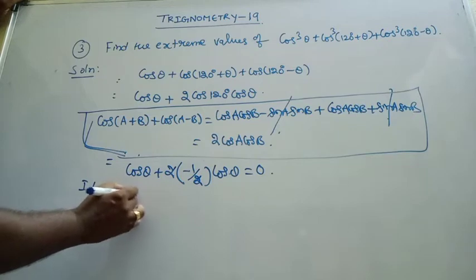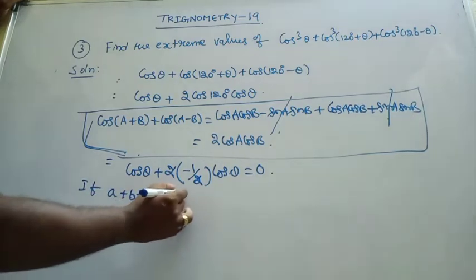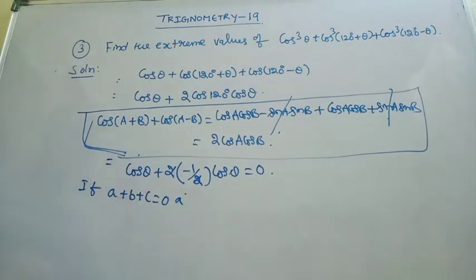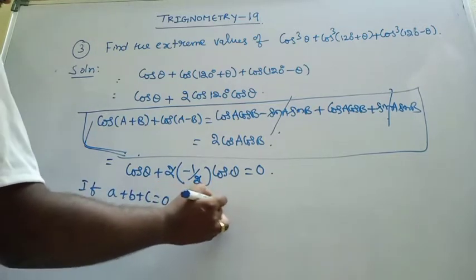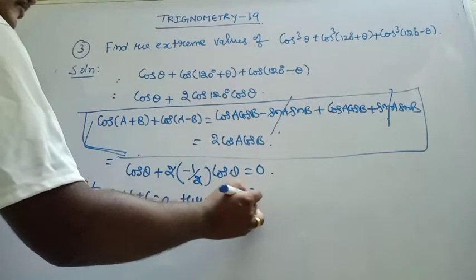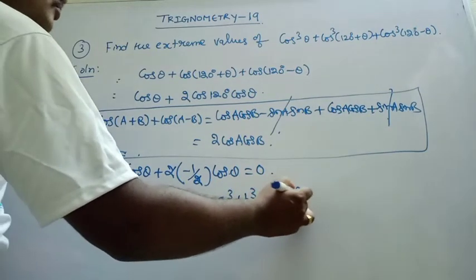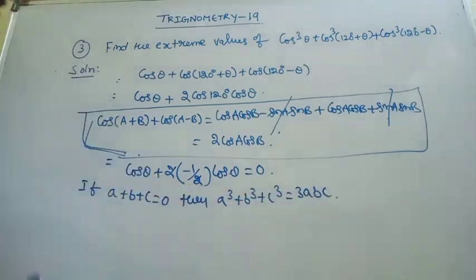If A plus B plus C equals 0, then in mathematics, in algebra, you have one beautiful formula: A cube plus B cube plus C cube is equal to 3ABC. Once we have got this particular one, now how are we going to use it?